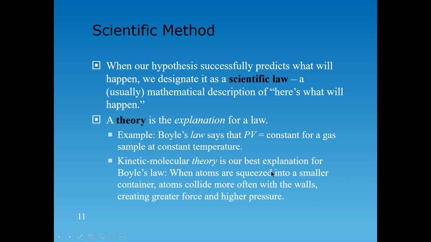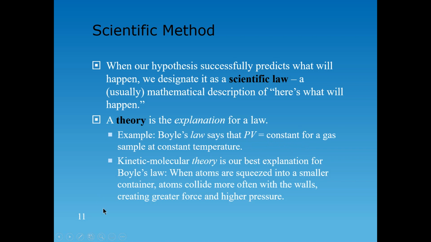So for example, if you reduce the volume of a container which contains a gas, then what that means is, according to the theory, the atoms, which are always in constant motion, will collide with the walls of the container more frequently, and therefore, as a result, create a greater force and exert a higher pressure, which is what is predicted by Boyle's law. Because based on Boyle's law, if you reduce the volume, the pressure would have to be increased in order for PV to be equal to a constant.